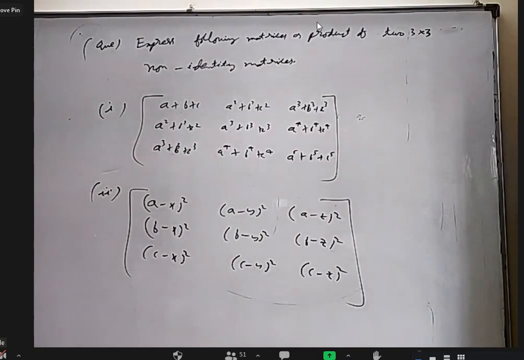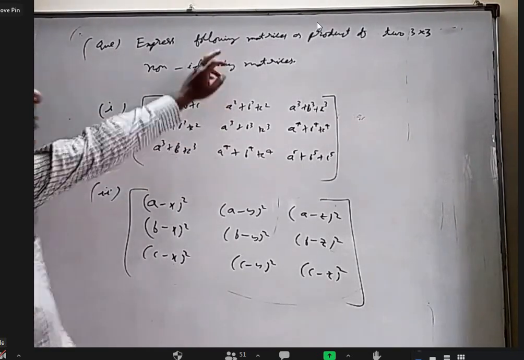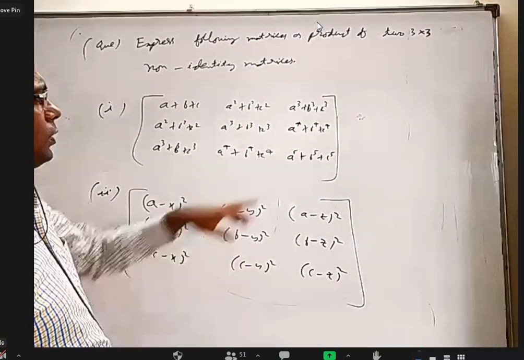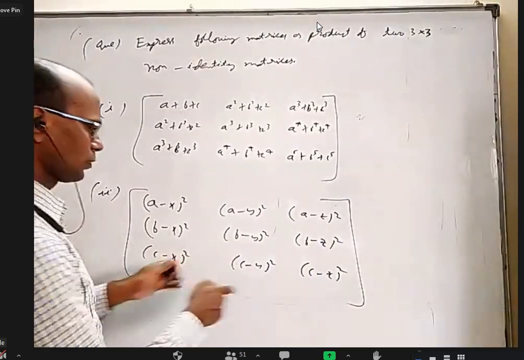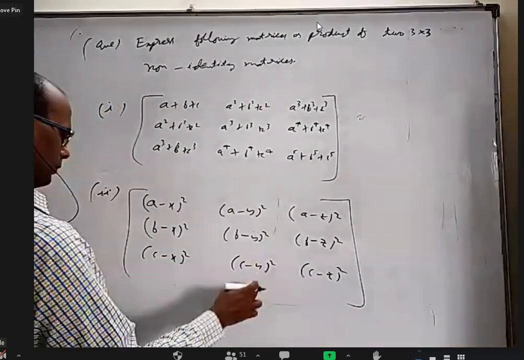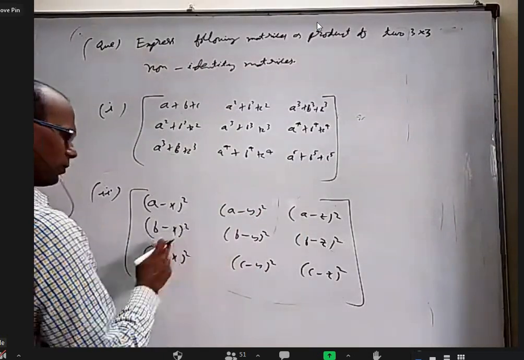Sir, in the second row, second column, that is y, sir. Second question. This one, yeah. It should be 1 minute. Yeah, this is all y. Yes. Okay. A minus x, A minus y, A minus z, B minus x, B minus y, B minus z, C minus x.